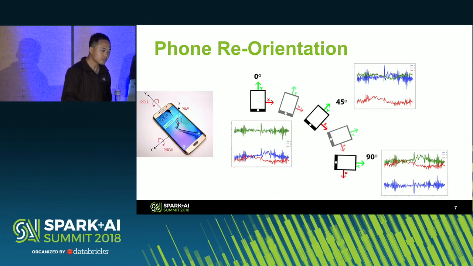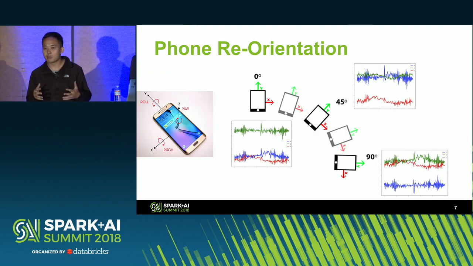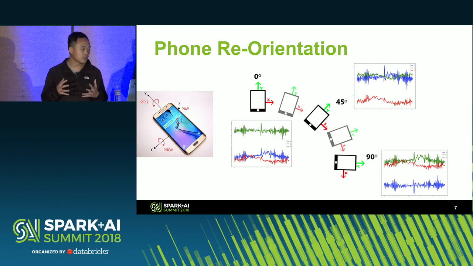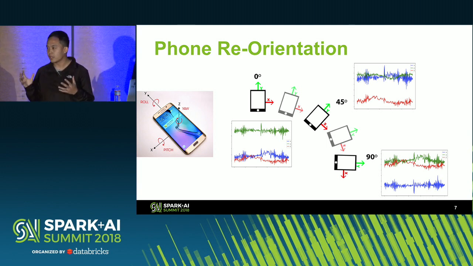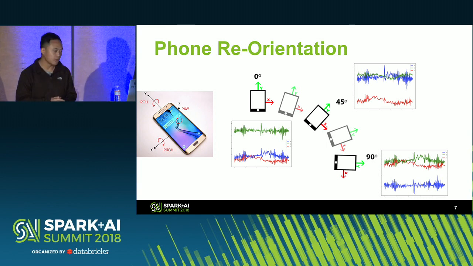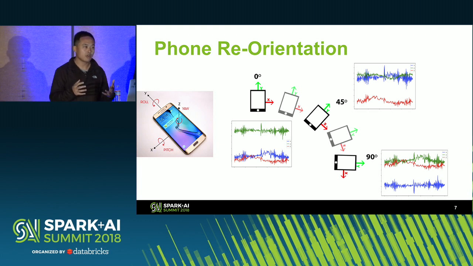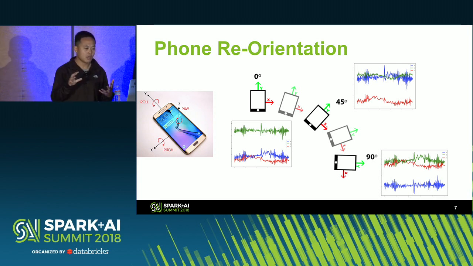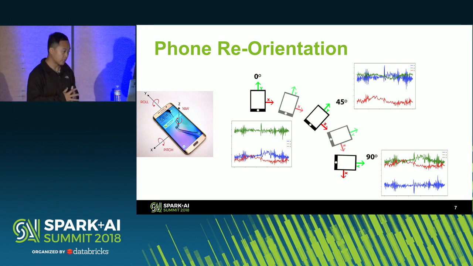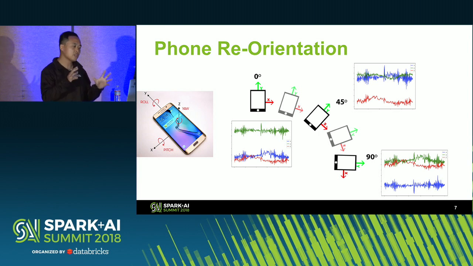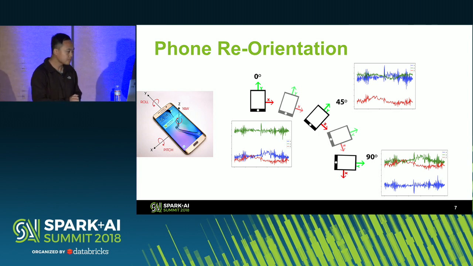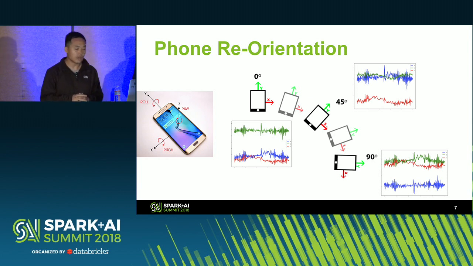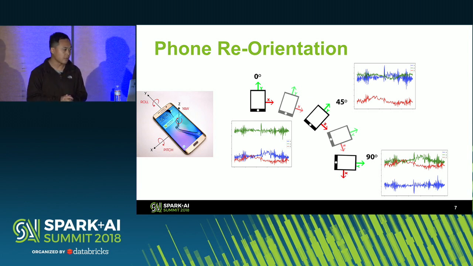The second type of pre-processing relates to how the phone is orientated with respect to the vehicle. This is critical for using IMU data because IMU readings depend on how the phone is orientated relative to the vehicle. A slight change of the phone orientation will lead to very different IMU readings. Here is an illustration of that problem.